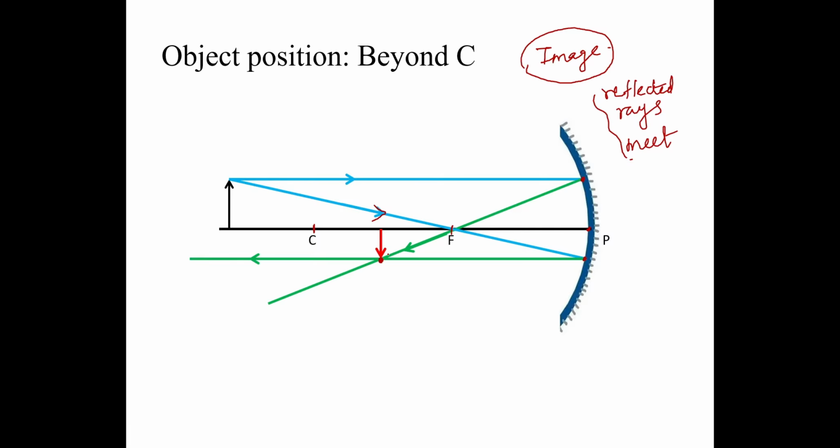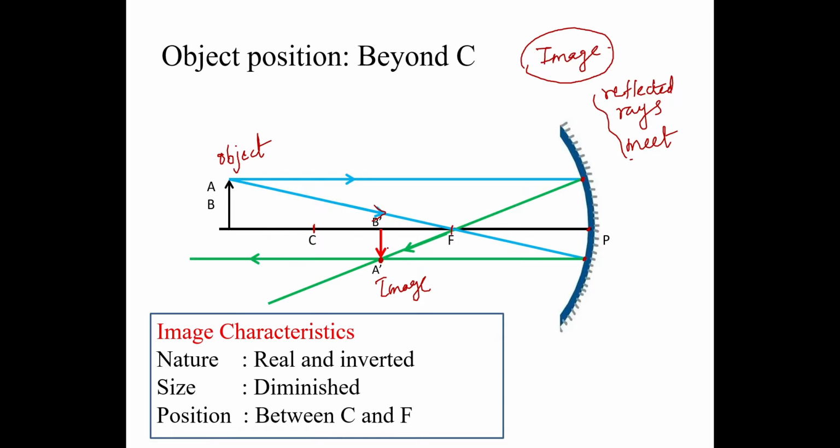So this is your object, and this is your image. The picture of this object will be obtained at this point, between C and F. This is the point where you are getting your image. Now let's see the important characteristics of the image formed by this object.